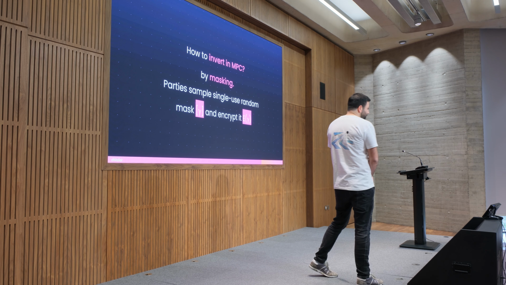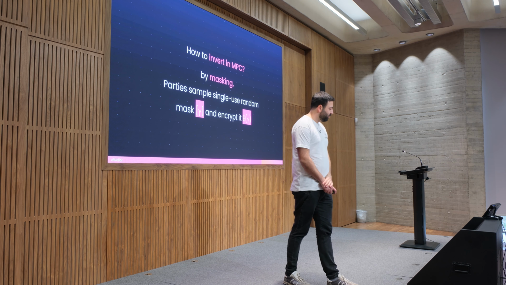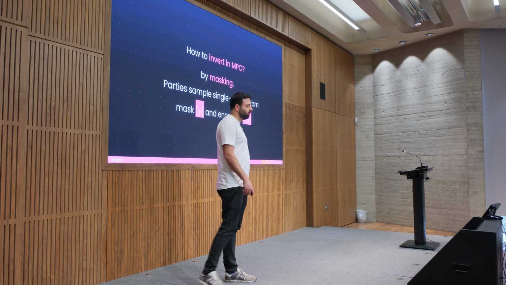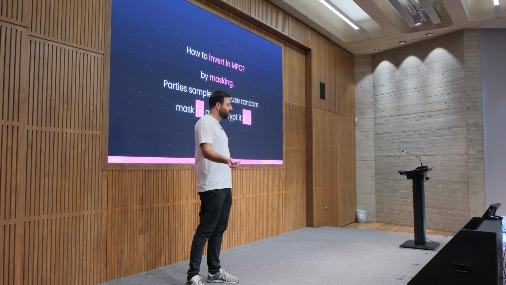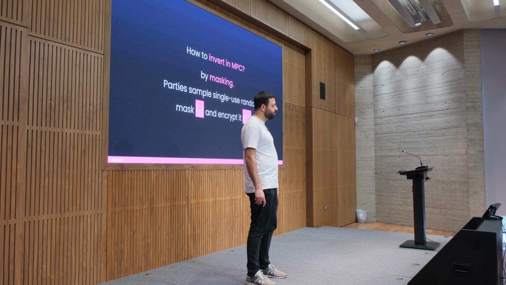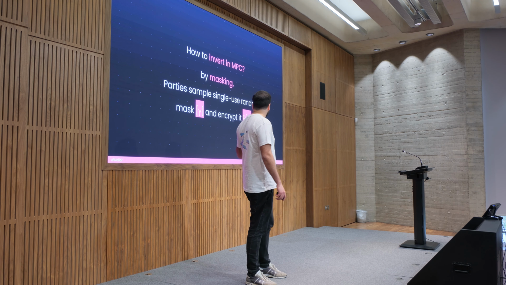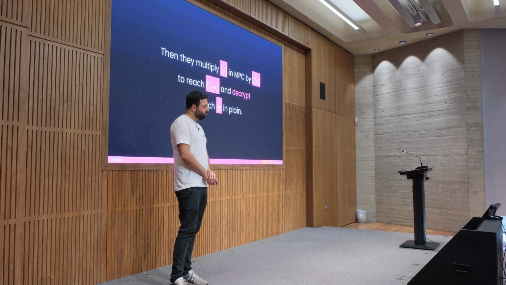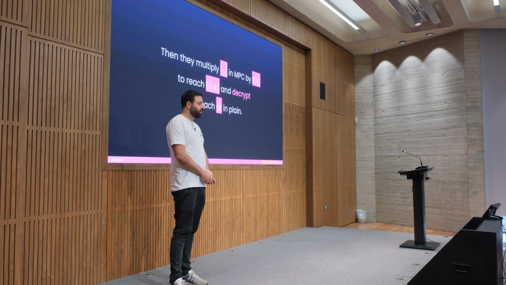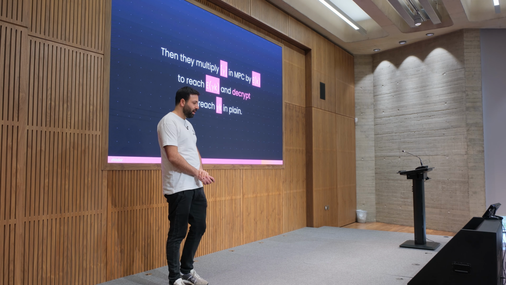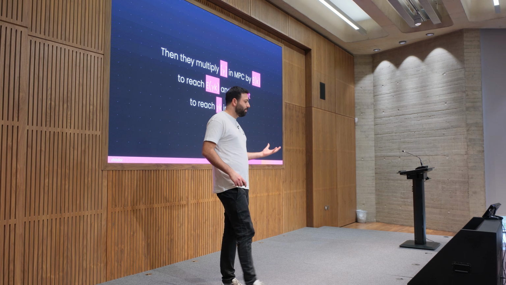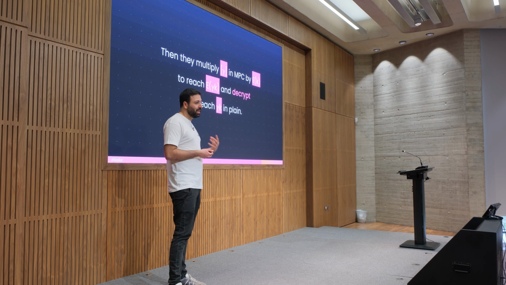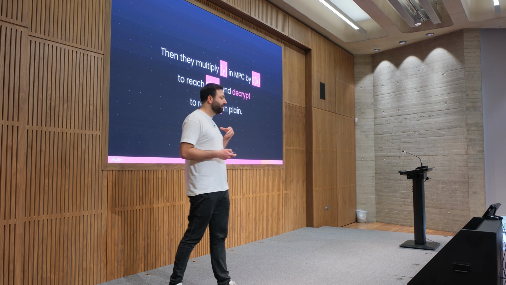And how do you invert in MPC? You use a mask. So you sample a single random mask, in symmetric encryptions they call it a one-time pad. And you encrypt this. You multiply this, right? So if you multiply this, you get an encryption of a masked nonce, right? You get gamma, which is the mask, and K, which is the nonce. And because it's masked, you can actually decrypt that. And now you have this in plain.